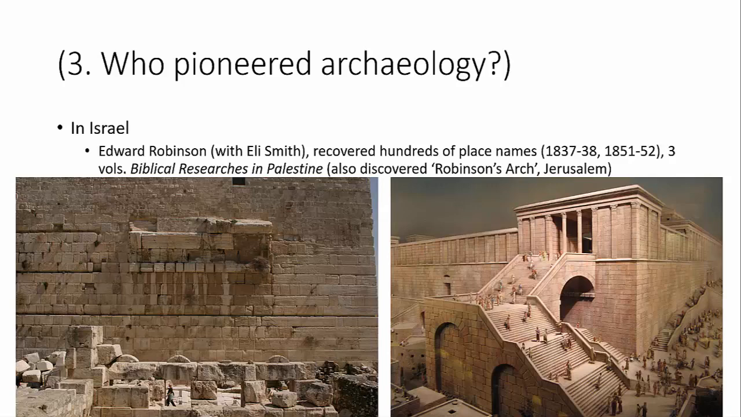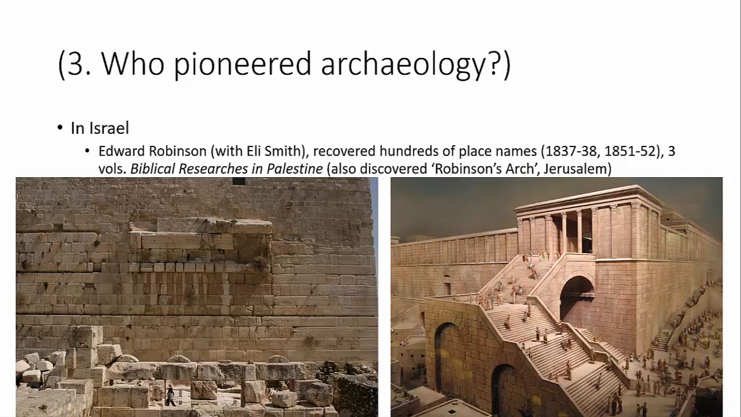Coming to the territory of Israel proper, in the early 1800s, Edward Robinson, along with an assistant, Eli Smith, undertook to recover place names. So it's not so much artifacts, but noticing regions of ancient habitation, tells or mounds, or the khirbeh, the ruins, worked to establish a correlation between those sites and the ancient names. This was published in the three-volume work that you see listed here, Biblical Researches in Palestine.